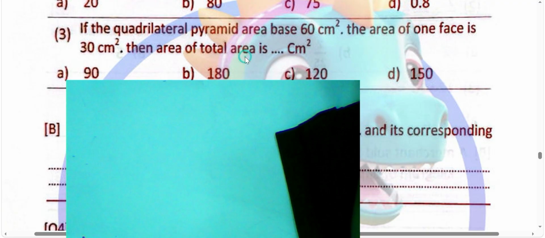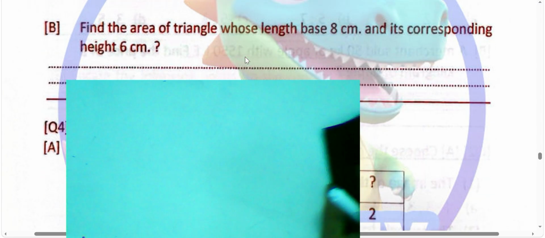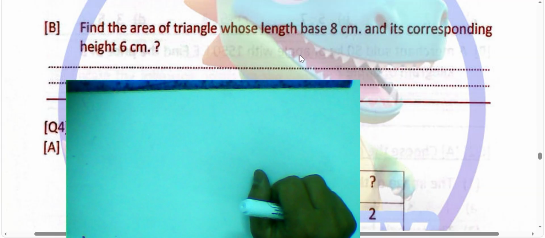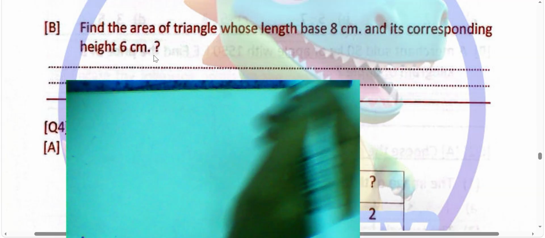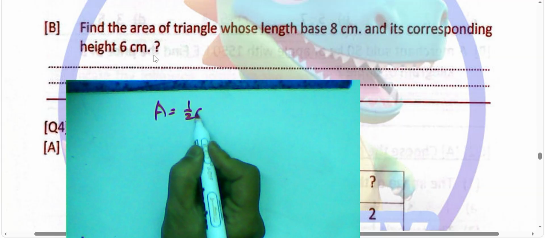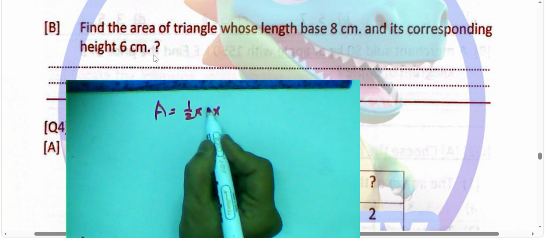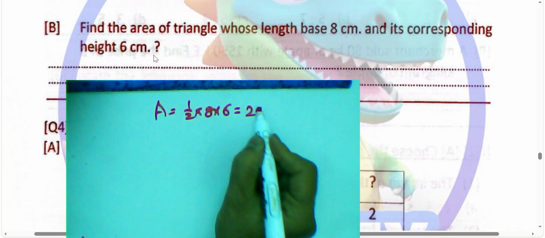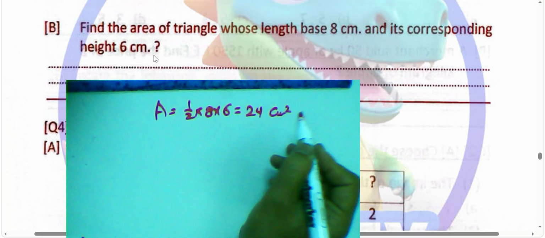Next question. Find the area of a triangle whose base length is 8 cm and its corresponding height is 6 cm. We know the area of a triangle is half times base times corresponding height. Half of 8 is 4. 4 times 6 is 24. Then the area will be 24 square centimeters.